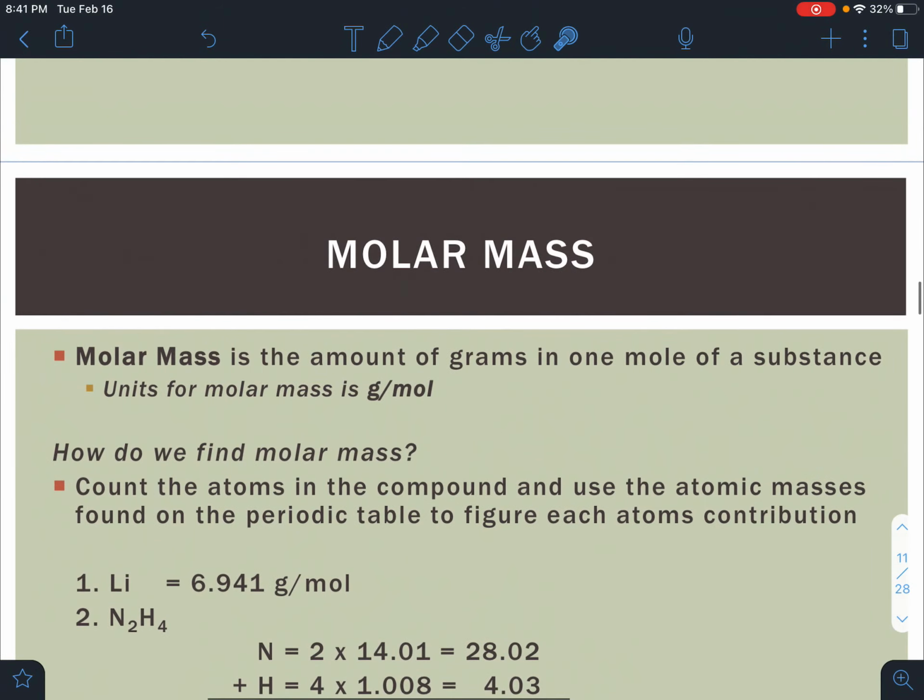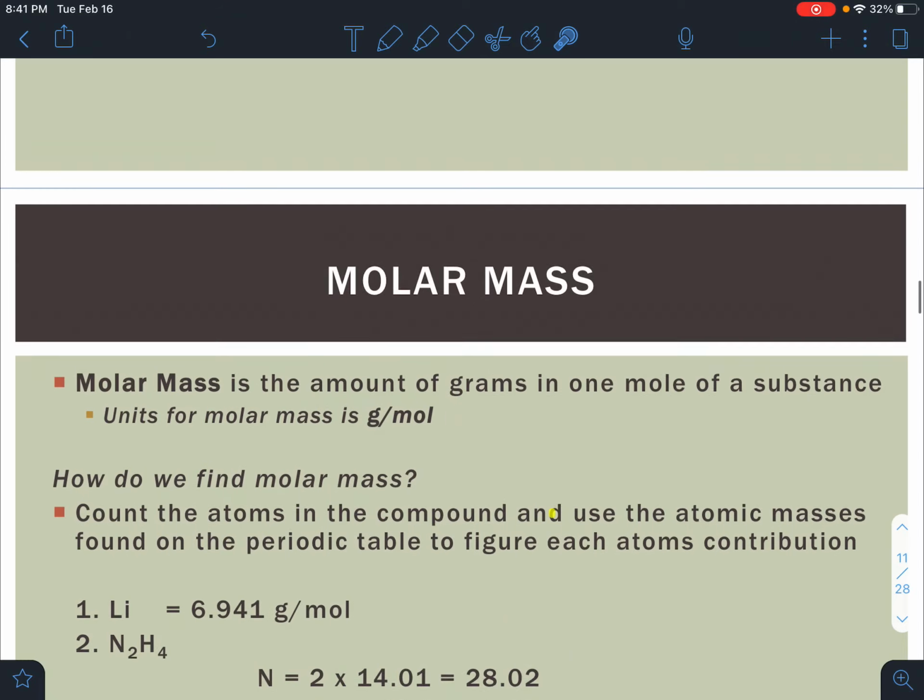First off, molar mass. Molar mass is the mass of a mole. It's the amount of grams in 1 mole of a substance. So 1 mole not only equals Avogadro's number, which is 6.022 times 10 to the 23rd atoms, molecules, particles, etc., but it can also equal the mass of a substance. The units for molar mass is grams per mole.